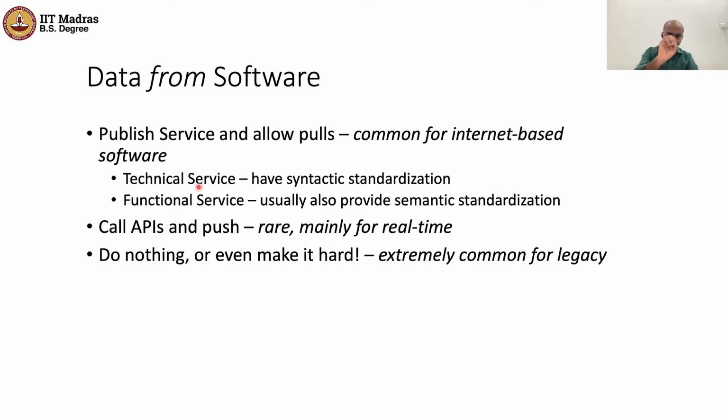So the first example was pull. So the government pulls from the Aadhaar database, or in this case, the Aadhaar software pushes to the government. Now this scenario of a large system which is internet scale, which is creating very large volumes of data, calling another API and pushing data is rare, right? It doesn't happen that often, and it's mainly meant for real-time exchange of information.